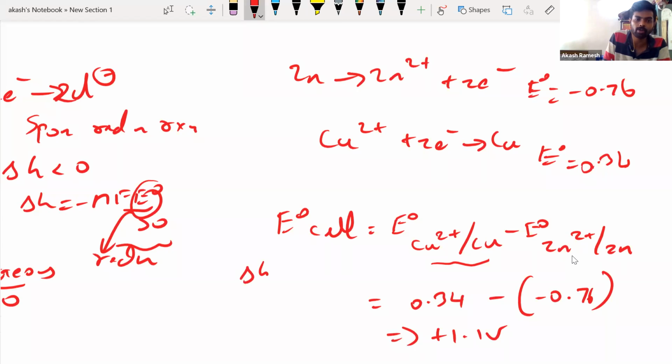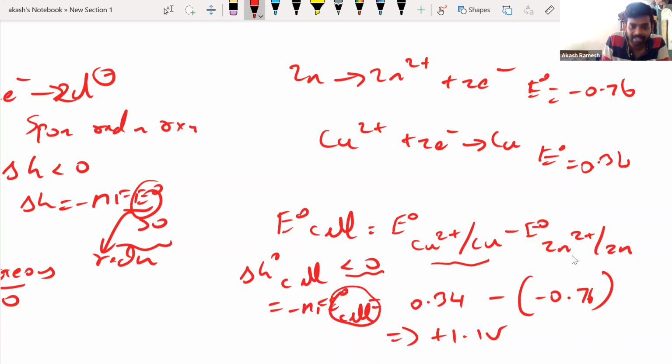So delta G naught of the cell is equal to minus nF E naught of the cell. Now, if I want the cell to work, that means if I want to produce something, like the bulb should glow, this delta G should be less than 0. If I want delta G to be less than 0, the E naught of the cell should be greater than 0. And that's exactly what we find here. The E naught of the cell is greater than 0.